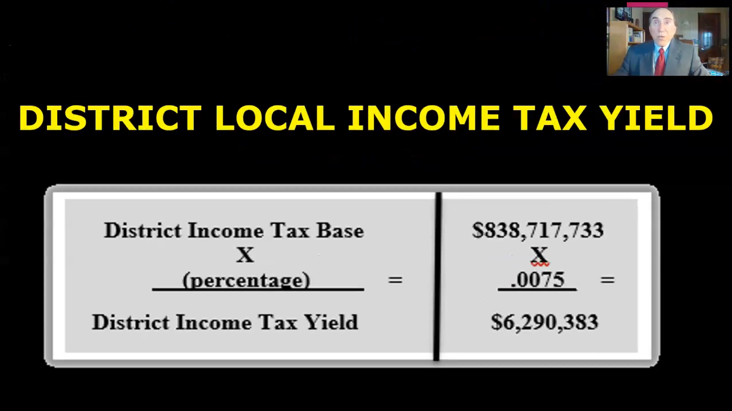To calculate the dollars a school district collects from local income surtax is rather simple. The district's aggregate annual local income tax base multiplied by the authorized percentage rate equals the yield.